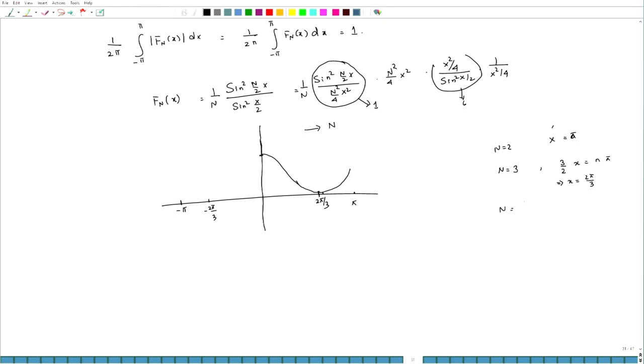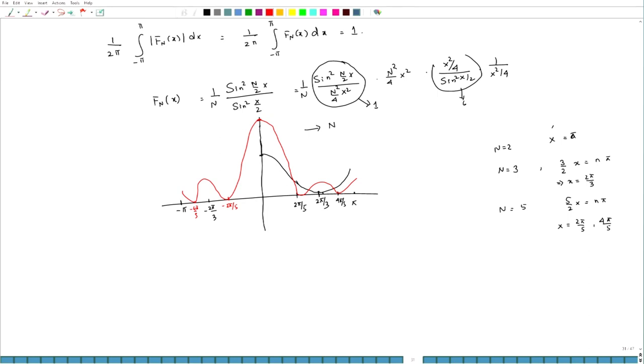Suppose now I take n equal to 5. Then 5 by 2 x is equal to n pi. Therefore, n equal to 1 is going to be there, n equal to 2 is going to be there. Therefore, x is equal to 2 pi by 5 and 4 pi by 5. So, here it is 4 pi by 5, and this is 2 pi by 5, and the value n equal to 5 is here. So, now this is going to drop here and then this. And because this is an even function, this is minus 2 pi by 5, this is minus 4 pi by 5. So, this is how it goes.